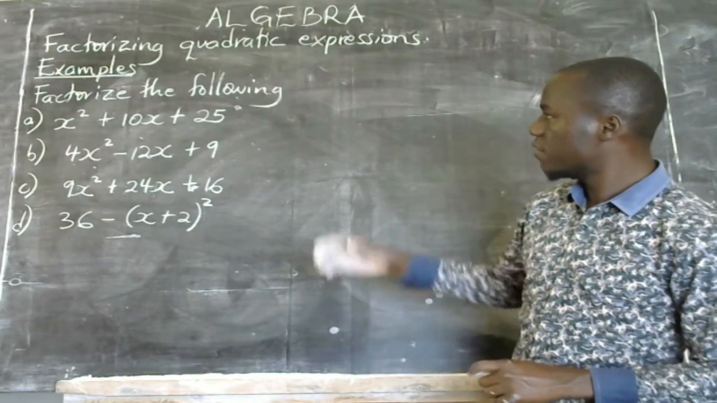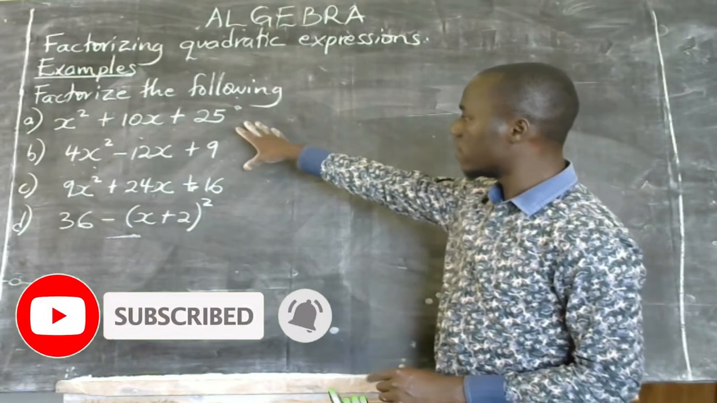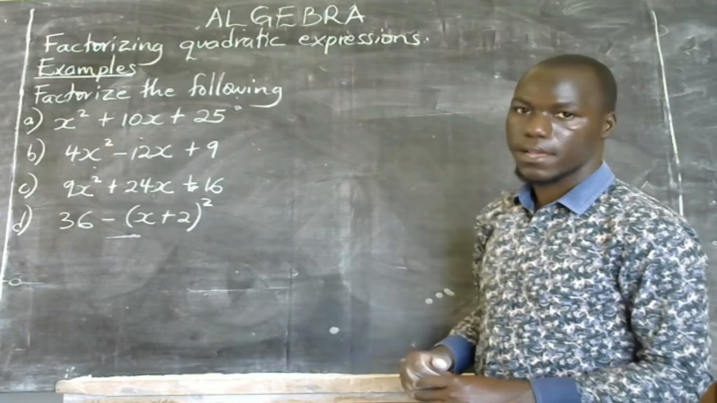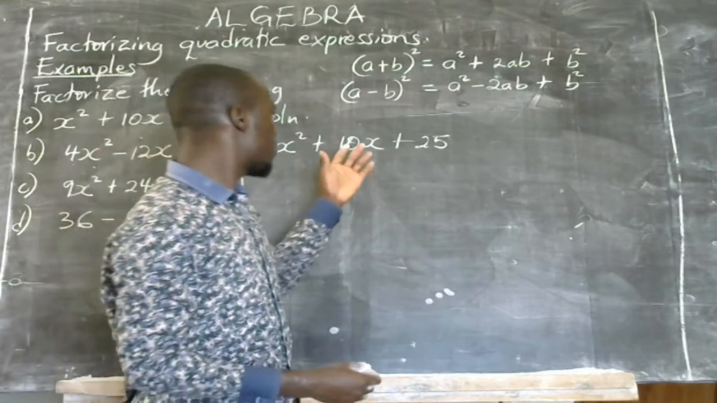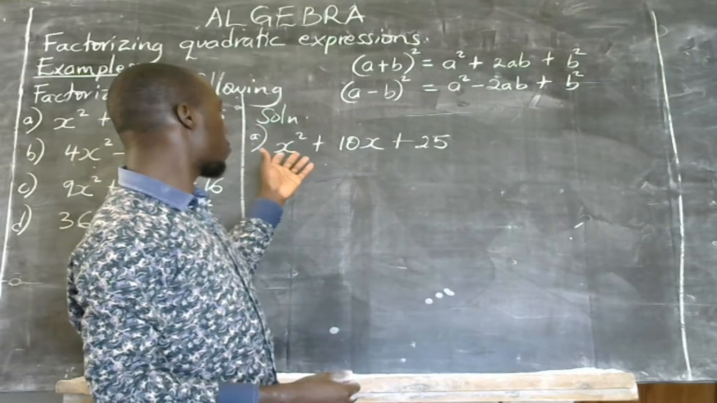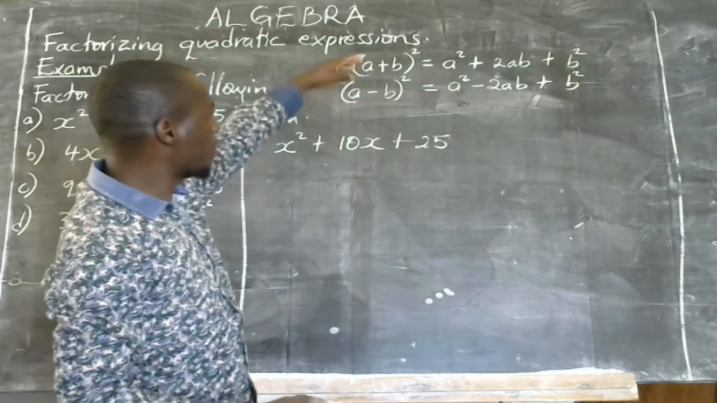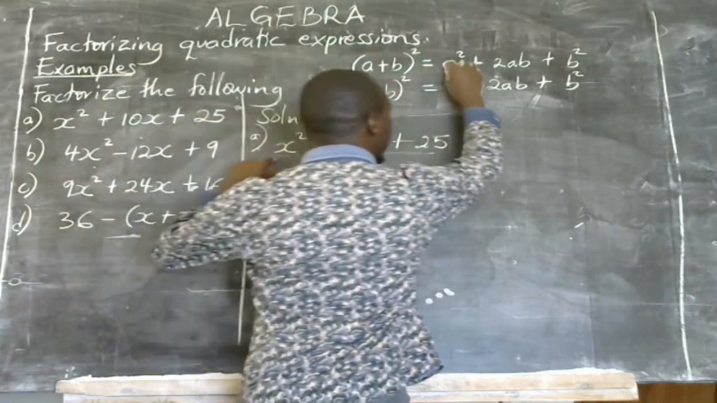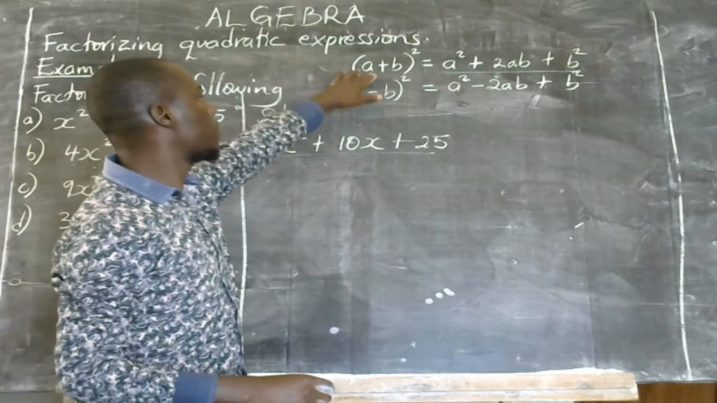So in our examples, factorize the following. Here we are going to identify the factors using the identities we looked at when we were expanding. My part A, x squared plus 10x plus 25. I'm going to write the perfect square of this expanded expression by using my identities. So this expansion is in that form, so I just need to identify my a and b, then write this side here.